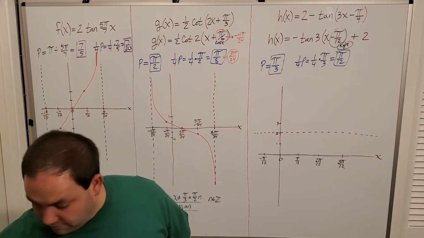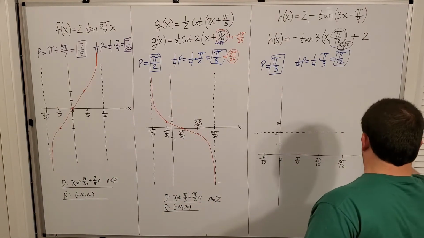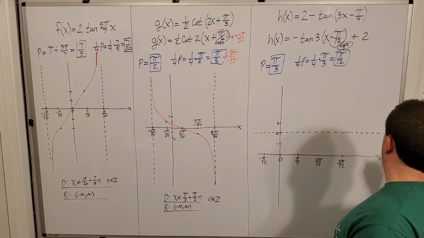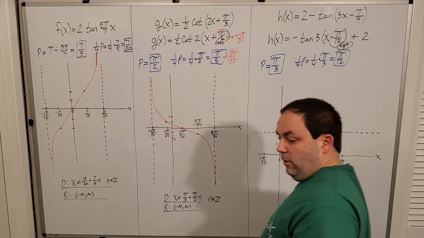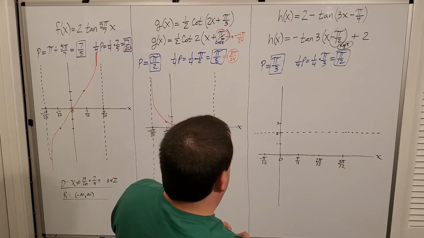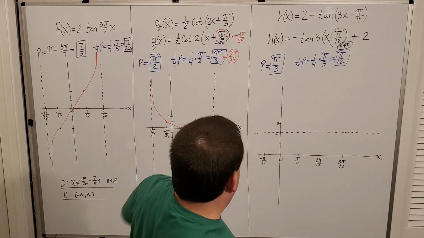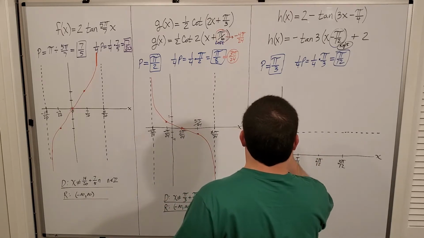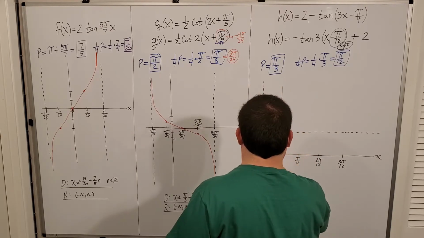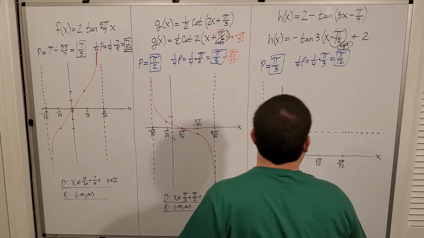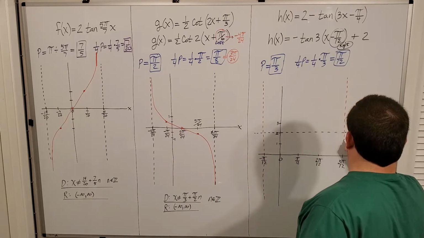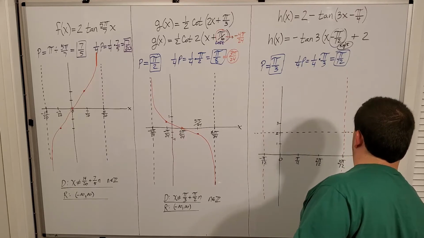I kind of slumped off at the end there. Good enough. Okay. Then I have asymptotes on either end. So negative pi over 12 and 3 pi over 12. Okay.